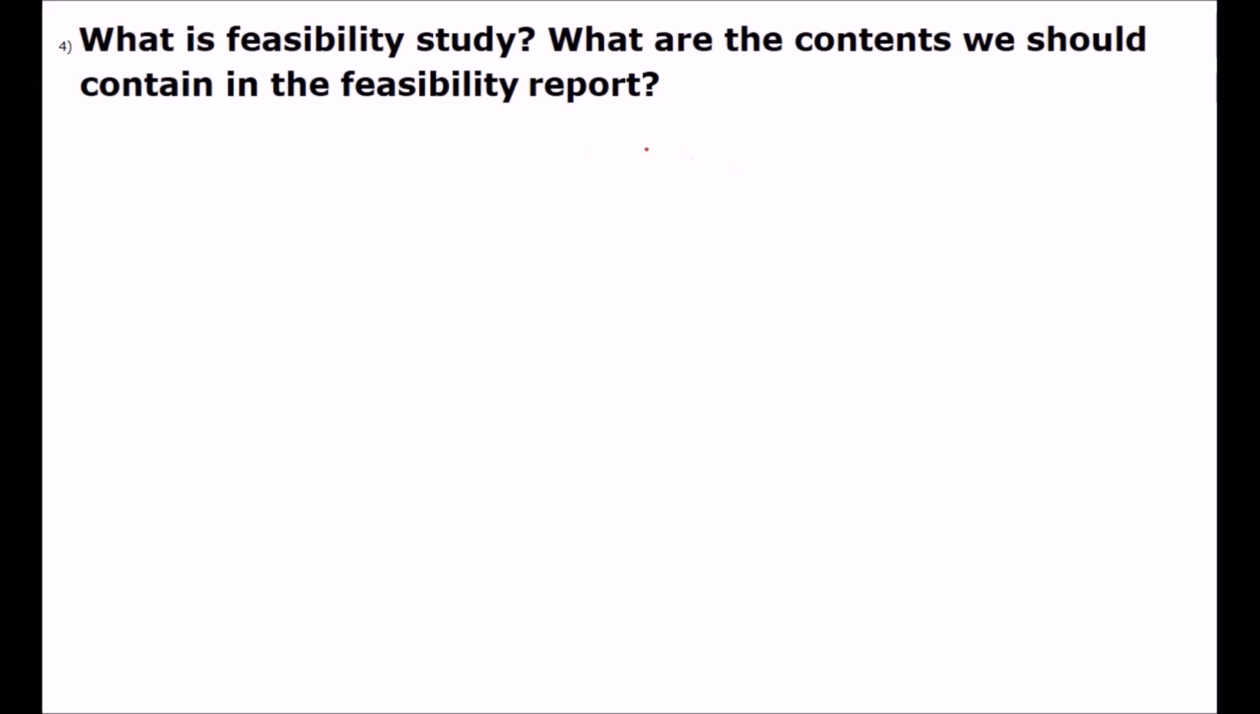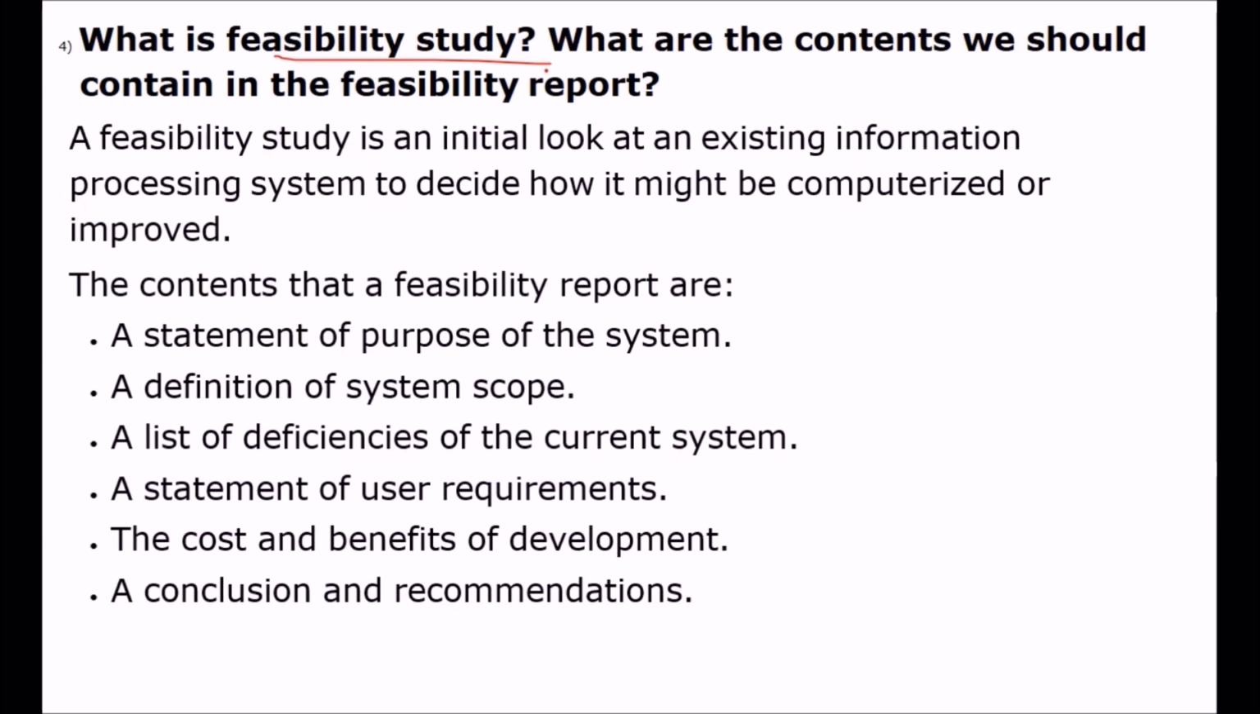in greater detail. Then what is a feasibility study and what are the contents we should include in this feasibility report? Feasibility is done prior to the software requirements; this is the first study, to see whether it is feasible or not. A feasibility study is an initial look at an existing information processing system to decide how it might be computerized or improved, or whether it can be computerized or not, and what the constraints are.